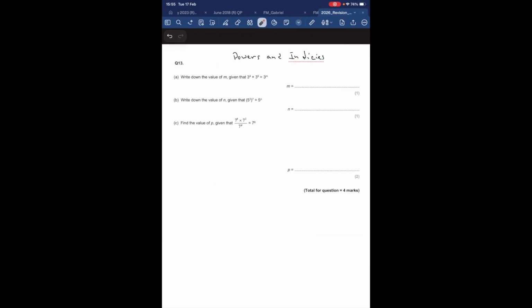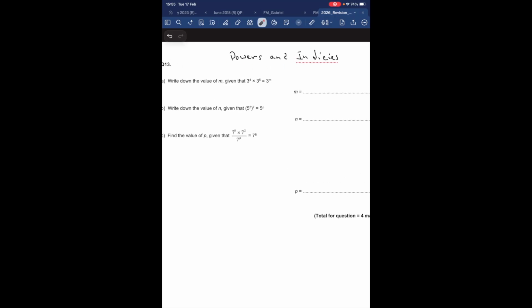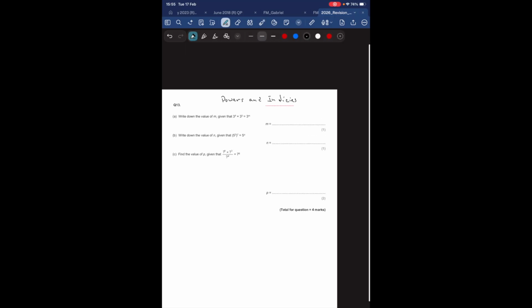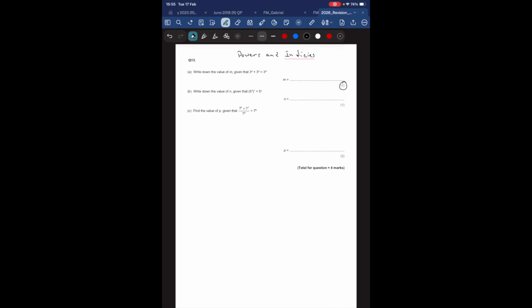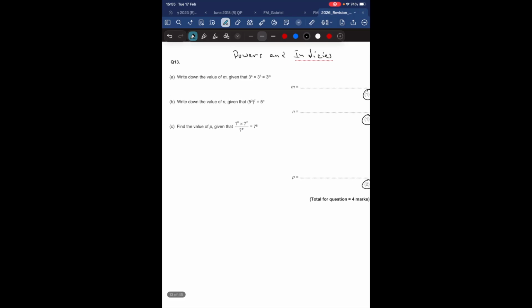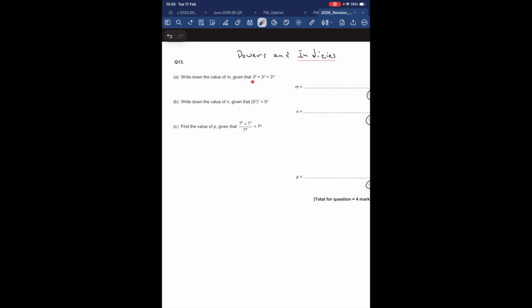Question 13 is basically involving simple powers and indices. The first example is fairly straightforward. These questions are worth 1 mark each, so you really don't need to show that much working. The first example, you've got 3 to the power of 4 times 3 to the power of 5. When we multiply terms together, if they have the same base, in this case 3, we just add the powers together. So our answer is 4 plus 5, which is 3 to the power of 9, which basically means m is going to be 9.